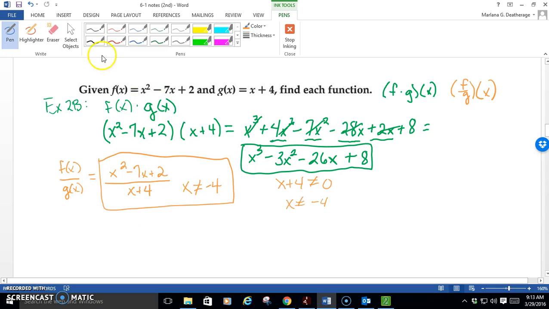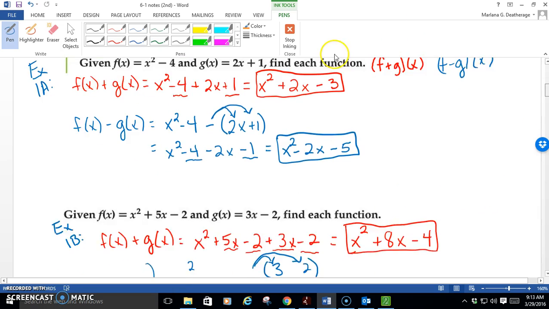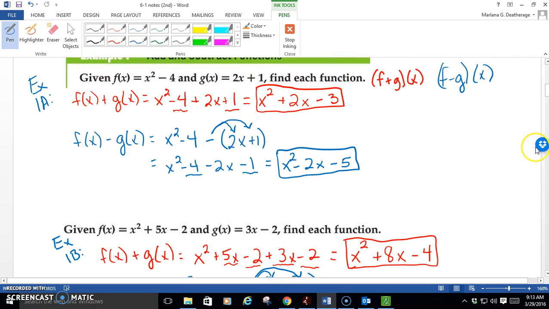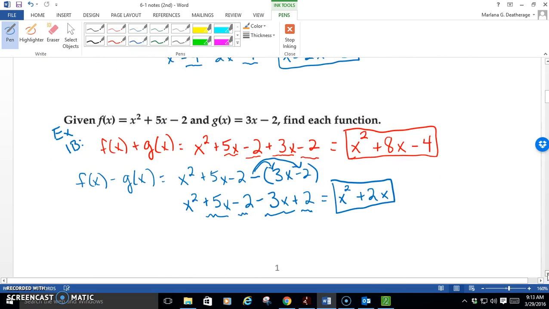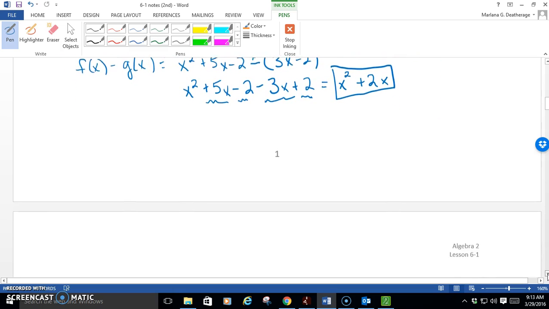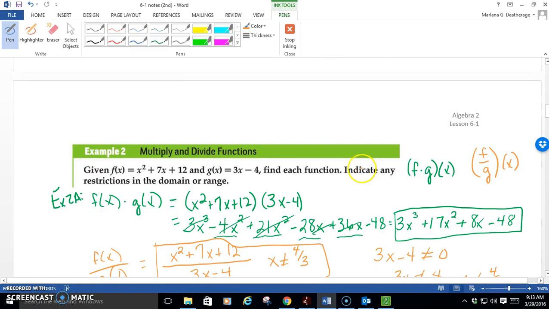So that's what it's talking about in the directions. Right here it said indicate any restrictions in the domain or range. Well, right now we don't have any on the range. That's what we're talking about: what x value would make the denominator 0. Alright, any questions about those problems?